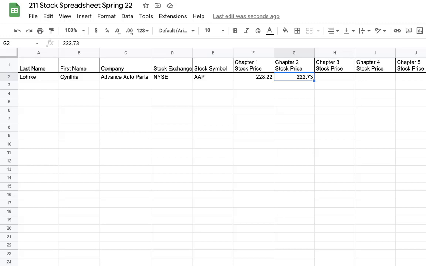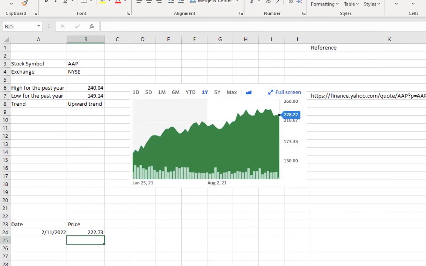All right, so I'm going to do that, and it will save automatically. And I'm going back to my spreadsheet. I'm going to save, and I am done with Chapter 2.